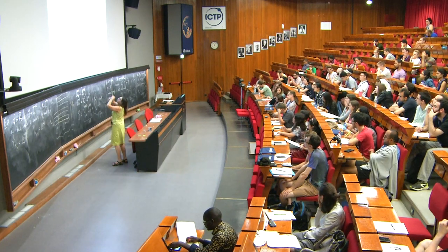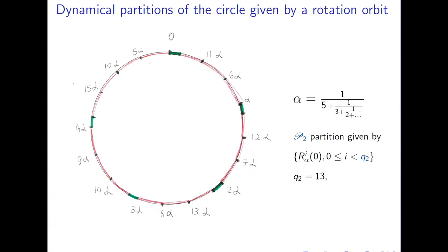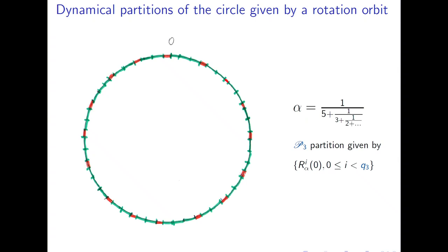I just want to say that in this picture the green are all images of the original green, and the red are all images of the original red. Similarly in the next level, I again have my small green and my small red, and their images up to the return time together span the whole circle. And yet another one: I have only a small red and a small green in my induced map, but the images of the red and the images of the green up to the time they come back all together give you a partition of the circle.